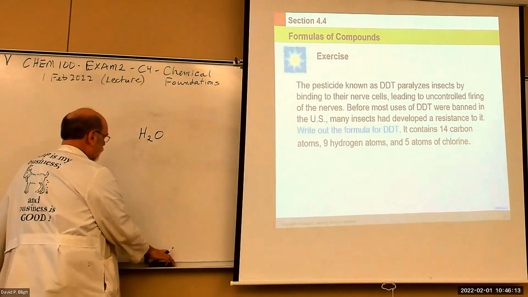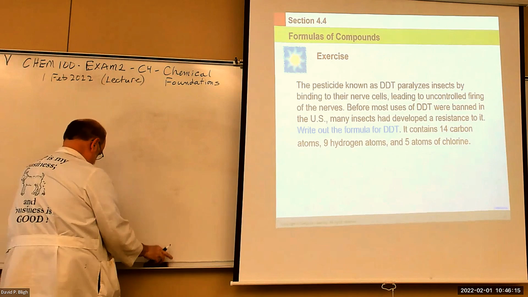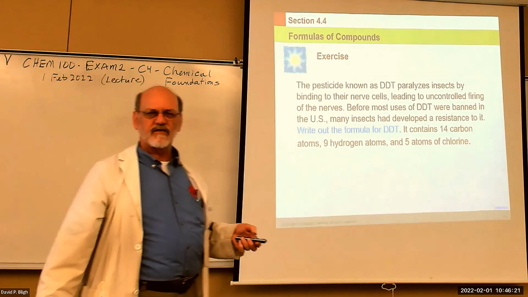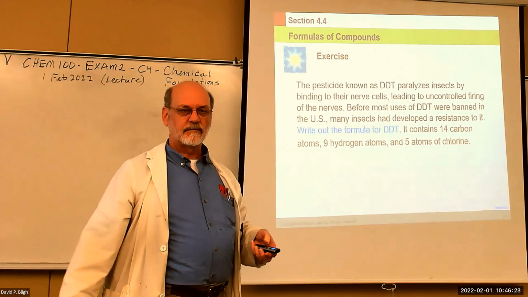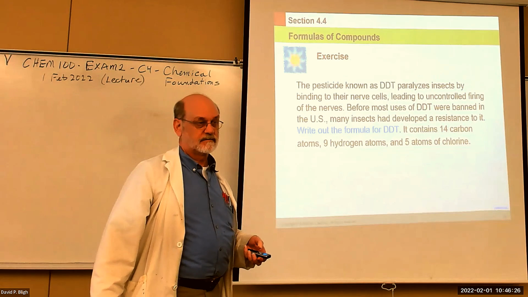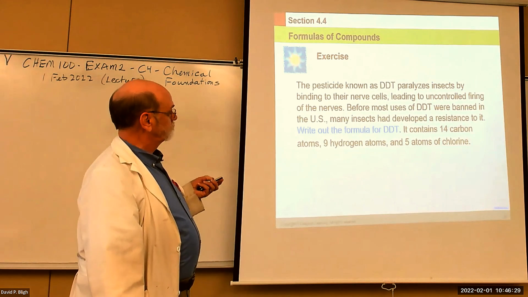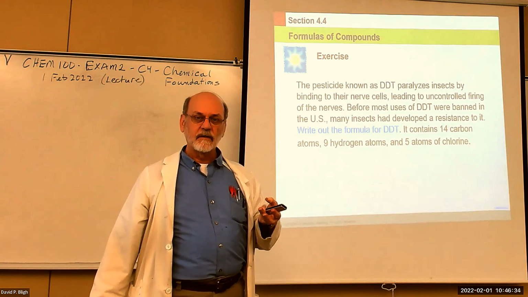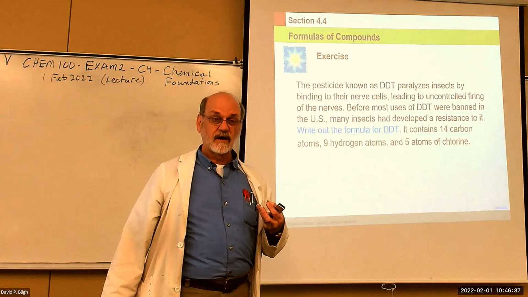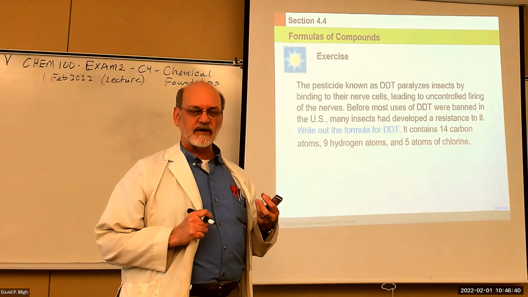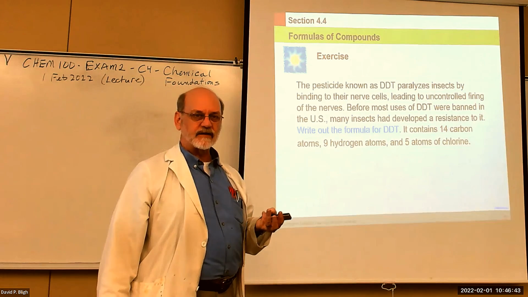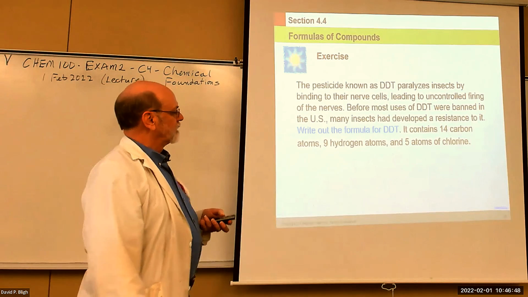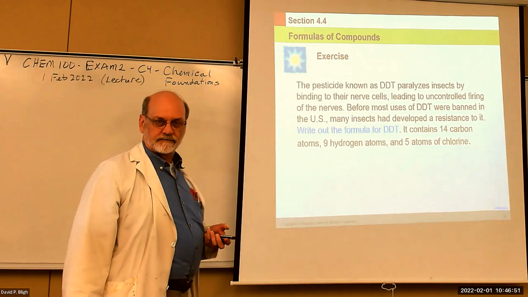Okay, so here's a problem. The pesticide DDT. I don't know if you've ever heard of that one. It was widely used back in the 60s until it was discovered that some of the breakdown products of DDT in nature were wreaking havoc on wildlife, particularly birds, because it weakened their shells. So they'd lay their eggs and then they'd sit on them to roost and they'd crack them. And that was the end of that generation. So DDT was eventually banned.